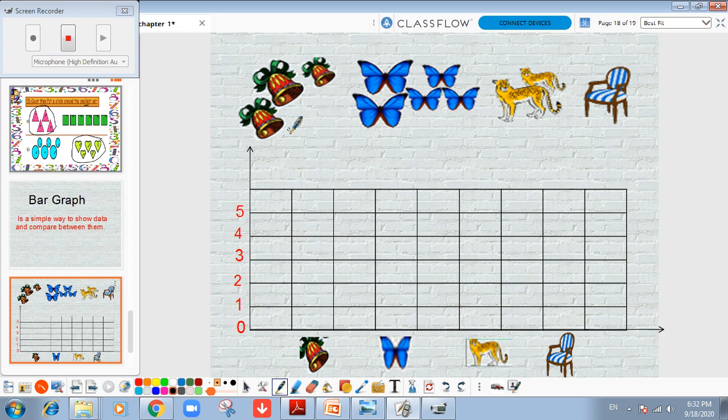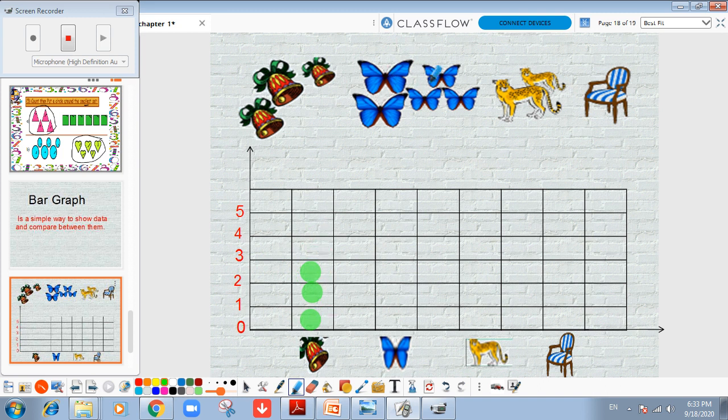What can you see here? You can see Christmas bells, butterflies, tigers, and chairs. And I need to represent this data and put it on the bar graph. How can I represent it? First, count how many Christmas bells I have here. I have 1, 2, 3 Christmas bells. So on the Christmas bells bar, I will color 3 squares. 1, 2, 3.